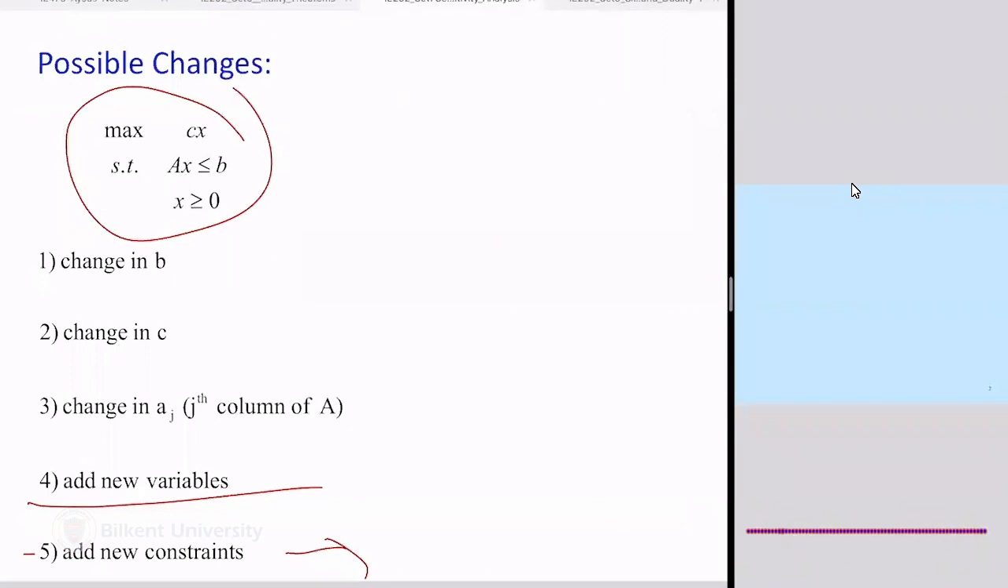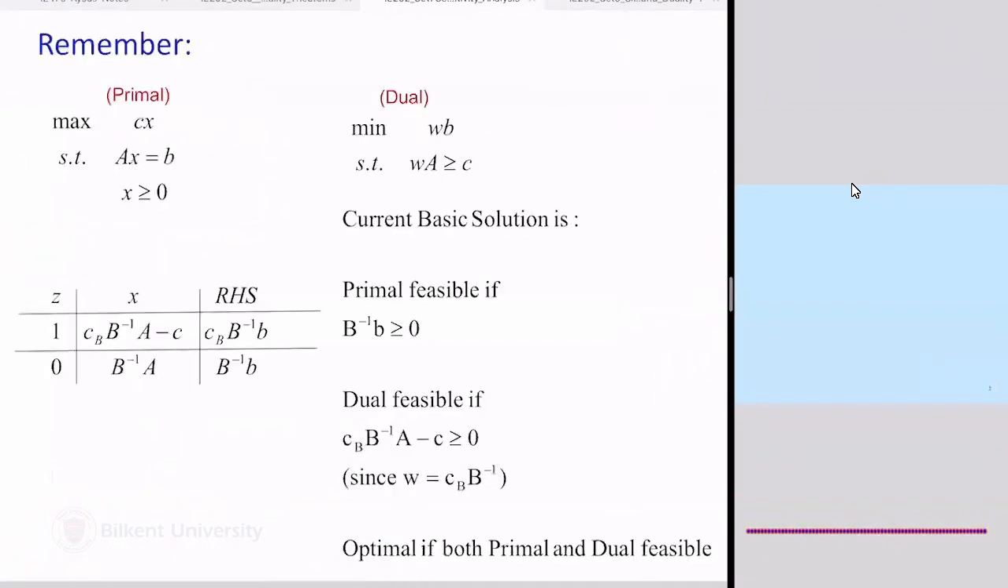In addition to those three changes that can happen in the parameters, we may also be thinking about a new production, new type of product, so like a new variable, or we may be talking about a new type of constraint, right? So these 5 changes will be discussed in the context of the sensitivity analysis. But keep in mind, we will only consider one change at a time, all right?